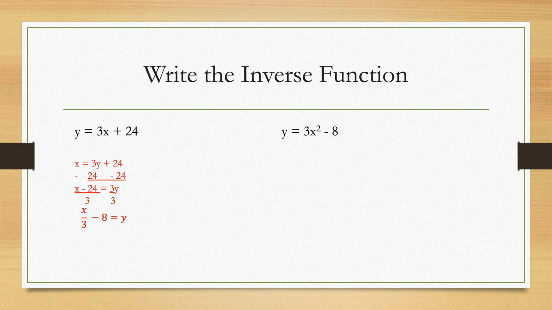For the next one, again, just like before, switch the x and y, then solve for y. Add 8, divide by 3, square root both sides. The square root of y squared is just y, so you get y equals the square root of x plus 8 over 3.